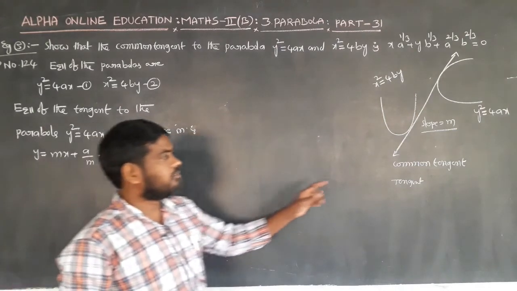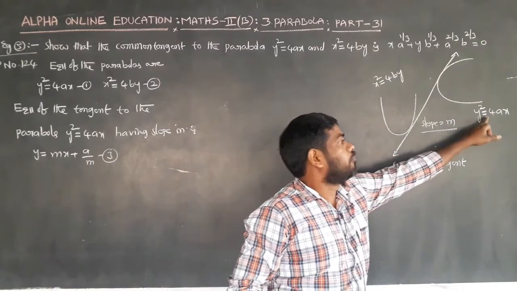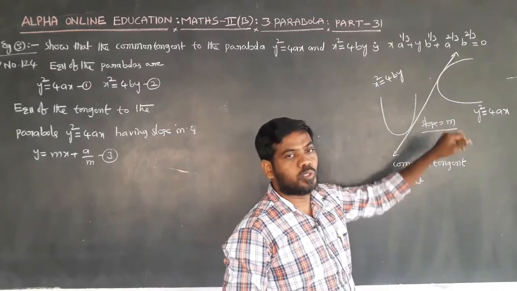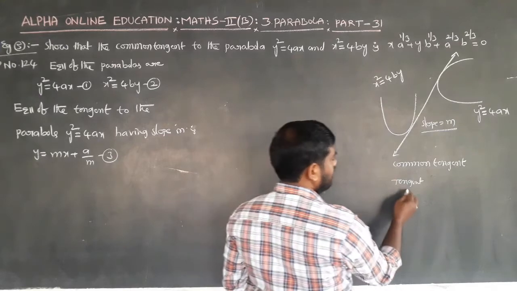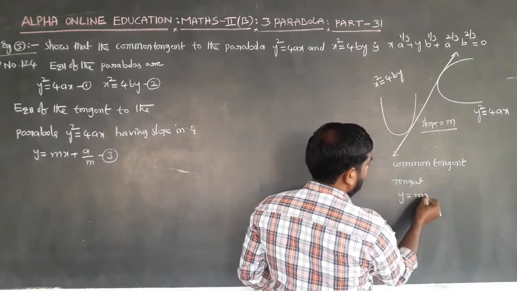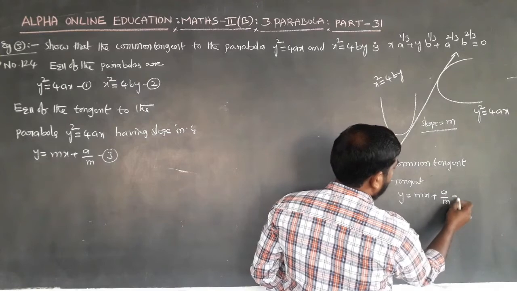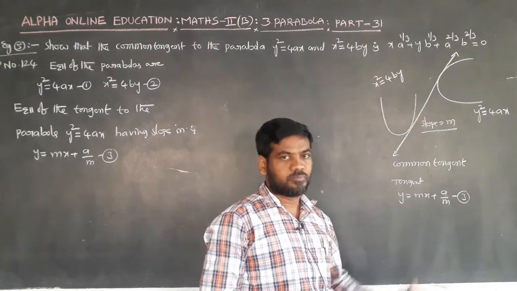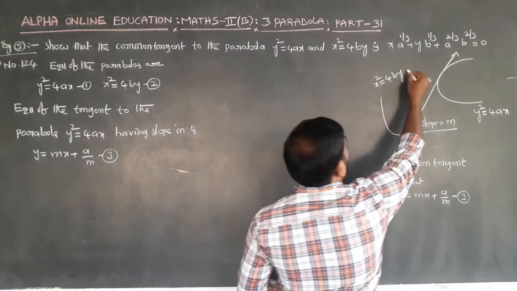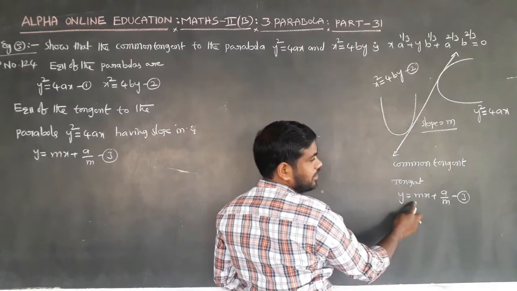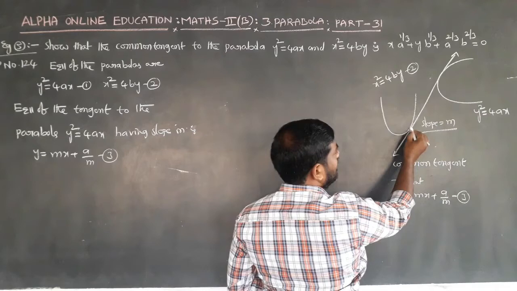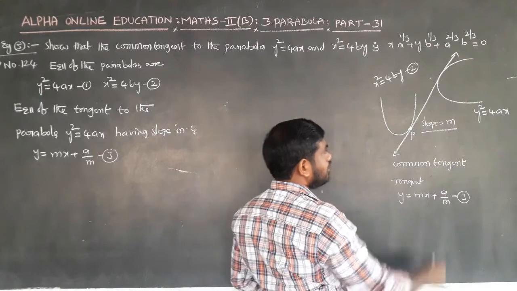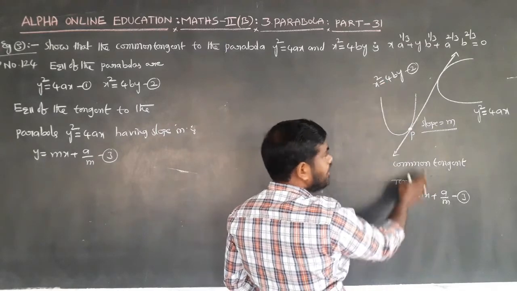This is the equation of the tangent to the parabola y square is equal to 4ax having slope m. This is the equation of the tangent: y is equal to mx plus a by m. Here find the value m. Here observe parabola 2 and equation of the tangent intersect at P. So, solving 1 and 2.